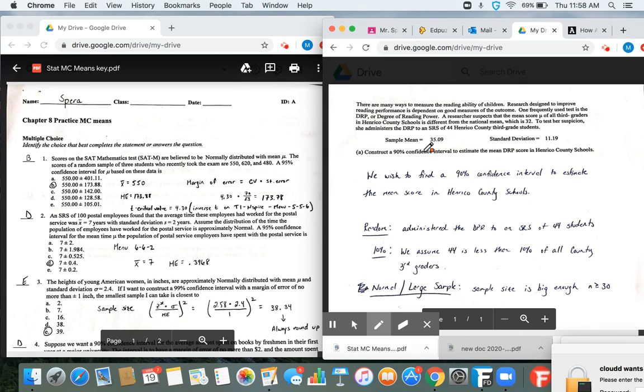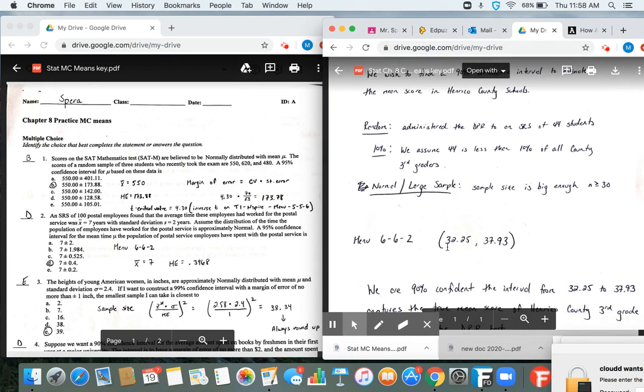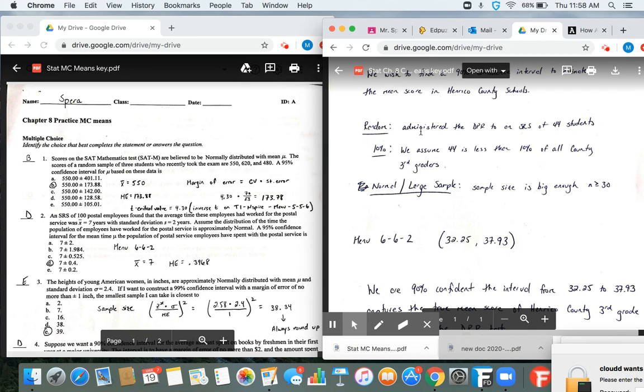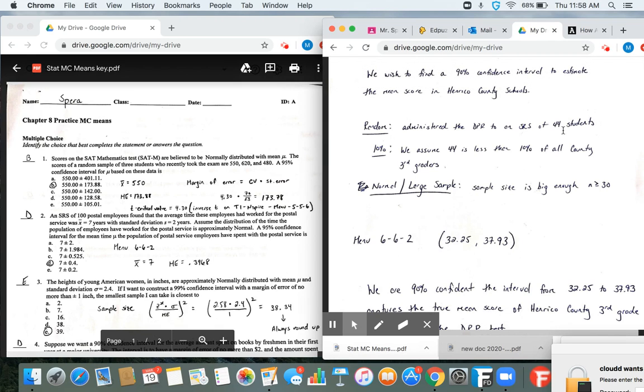So we're given this question and we're asked to find a 90% confidence interval that estimates the mean DRP score in this county schools of their third graders. Okay. So the first part here that I kind of reiterated the question, I'm not going to hold you responsible for that. But you definitely have to list the conditions. You definitely have to tell me in which way the sample was random. Here they took an SRS of 44 students.